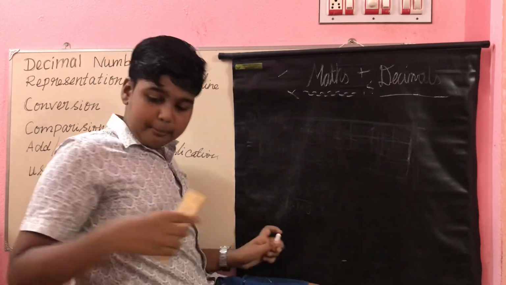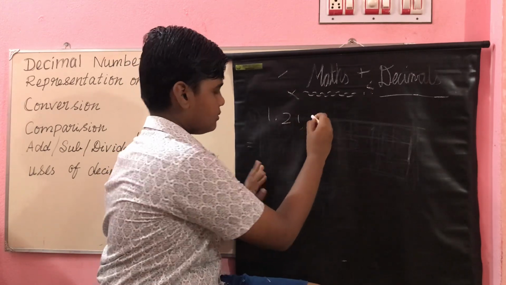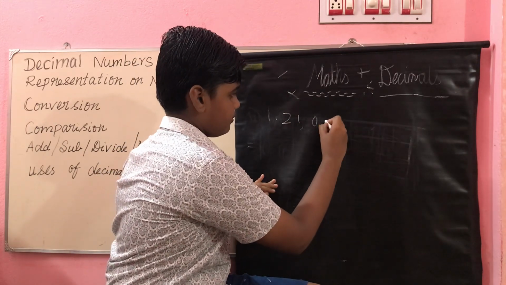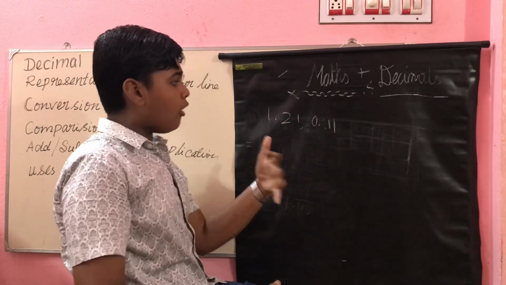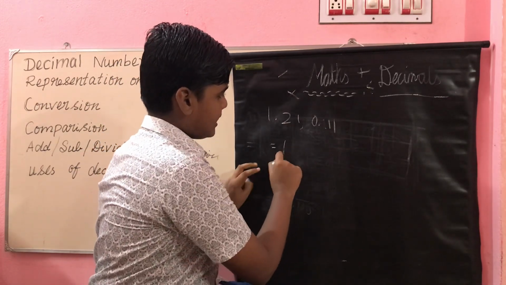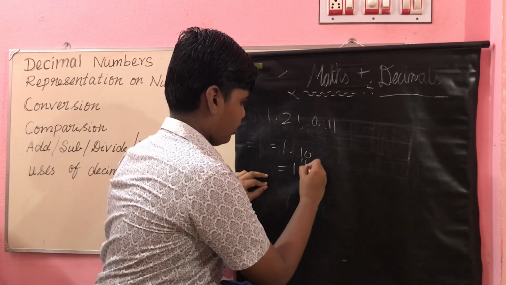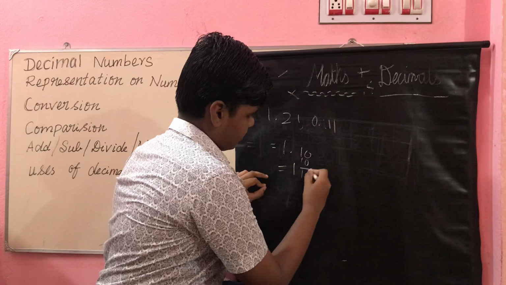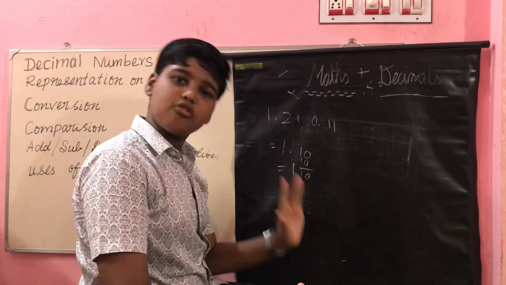Okay, now we can go to subtraction. The same method will be followed in subtraction. So, how can I subtract this? I can subtract it directly, right? So, the answer will be as follows. 1.10. It's written as 1 by 10. But if it's 1 by 10, you don't need to convert it. You can just leave it.